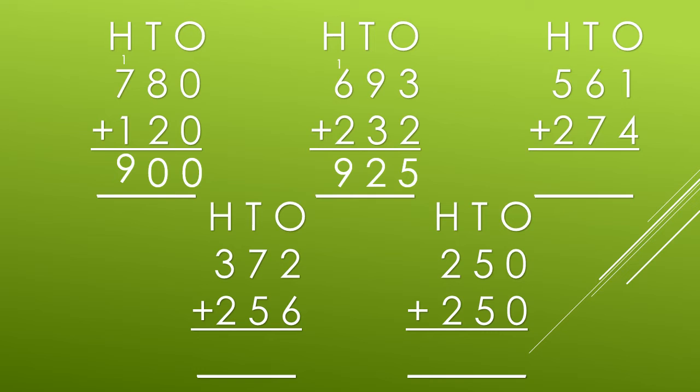Next example is 561 plus 274. First, add the ones. 1 plus 4 equals 5. Write 5 under ones. Now add the tens. 6 plus 7 equals 13. 13 tens means 100 plus 3 tens. So write 3 under tens and carry 100 to hundreds. Now add hundreds. 1 plus 5 plus 2 equals 8. Write 8 under hundreds. So 561 plus 274 equals 835.